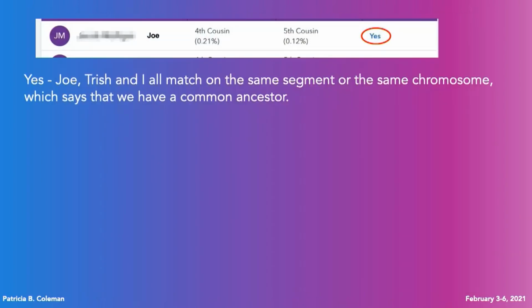So if we look at that, it says yes for Joe. And what that means is that Joe, Trish, and I all match on the same segment of the same chromosome. That tells me that we have a common ancestor. And it's often called triangulation, because triangle, three people, Joe, Trish, and me. And we all have the same segment of the same chromosome.